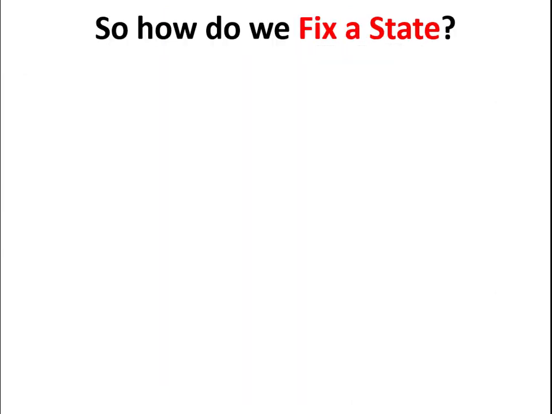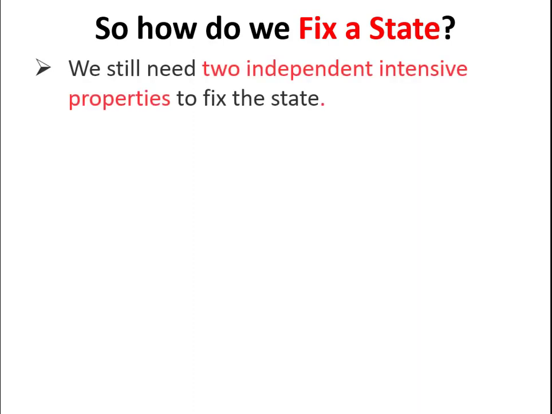So you might look at this and say, well, that's great that we have a chart, but how do we actually fix a state? So we have to remember that to fix a state at any time, what we need is two independent intensive properties. And if we have that, we can fix a state, and we can find out all the other independent intensive properties if we know two of them.